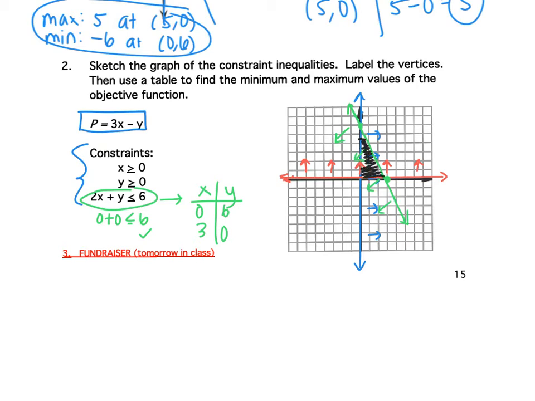Please do not guess. Some students like to think it's always going to be the triangle. It's always going to be the closed figure. That's not the case. So you need to consider each inequality separately and figure out where all the shadings overlap.